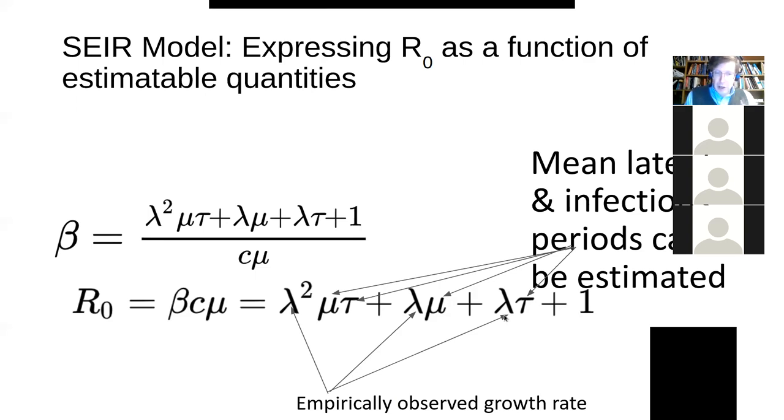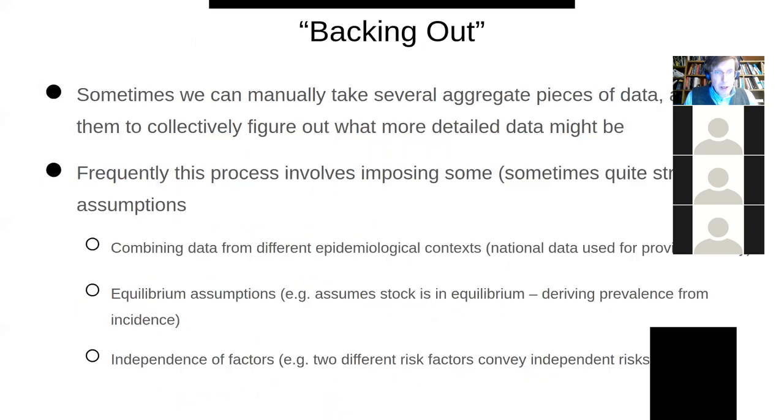We may have data that doesn't directly tell us what the basic reproductive number is, but it would let us figure it out with some data we do have. And this relates to this phenomenon of backing out. So often we have certain data, and what we'd really like is an estimate for a certain parameter. We don't have that. But what we have is other data that, together with certain assumptions and empirical observations, may clue us in on the value of the parameter.